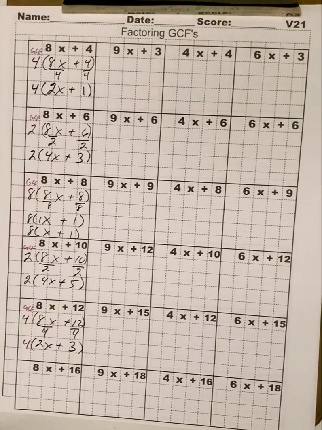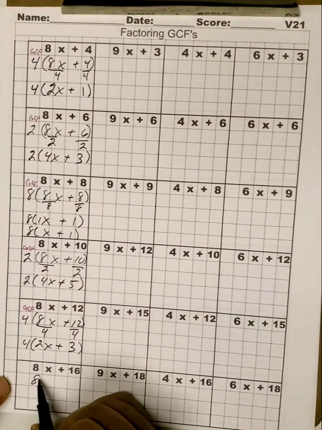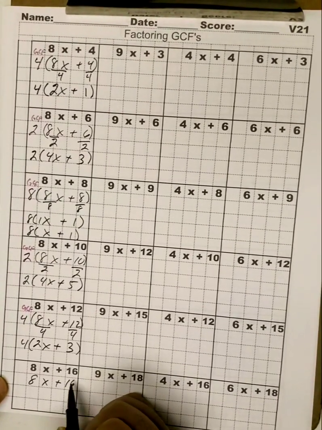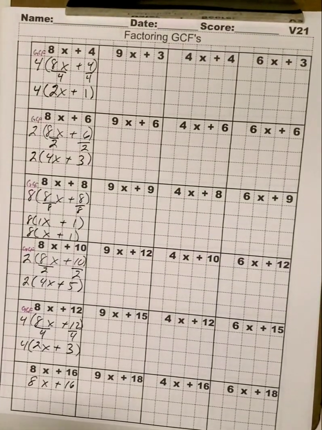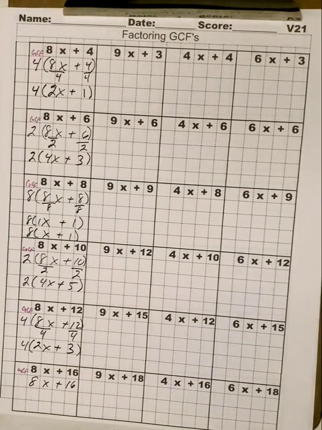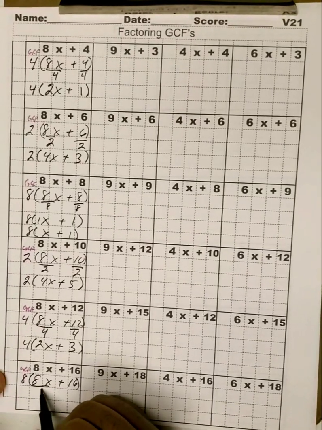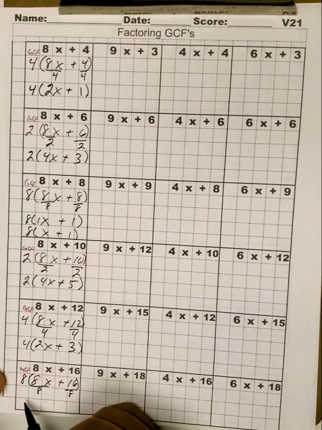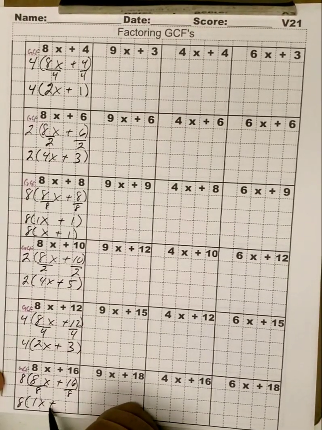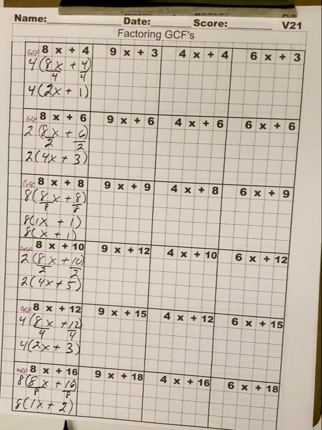Okay, the greatest common factor with 8x and 16, or 8 and 16, I can divide these both by 8. So my greatest common factor will be the number 8. So we're going to multiply by 8 and divide by 8. So we end up with 8 parentheses. 8 divided by 8 is 1x, plus 16 divided by 8 is 2. And so we have our parentheses and everything in place.